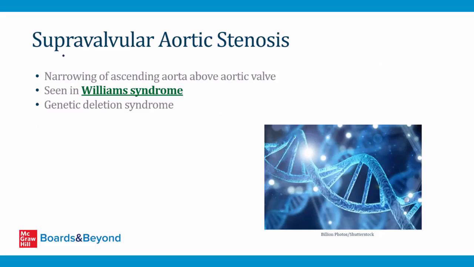It's very rare, but there is a condition called supravalvular aortic stenosis that can cause the same hemodynamics as aortic stenosis, even though the aortic valve itself is normal. This refers to narrowing of the ascending aorta just above the aortic valve. And it's high yield to know that this is seen in Williams syndrome. Williams syndrome is a genetic deletion syndrome that I talk about in the genetics section. Children born with this condition have abnormal facial features and intellectual disability, and they can have supravalvular aortic stenosis as well.